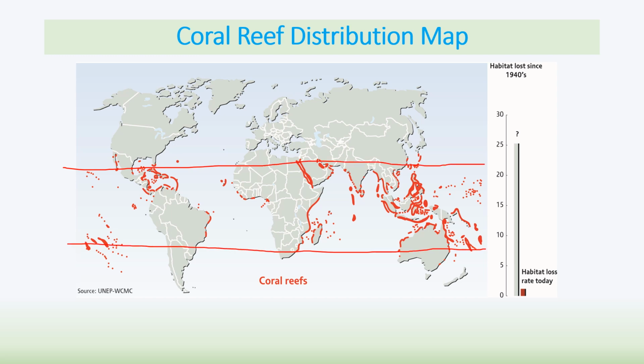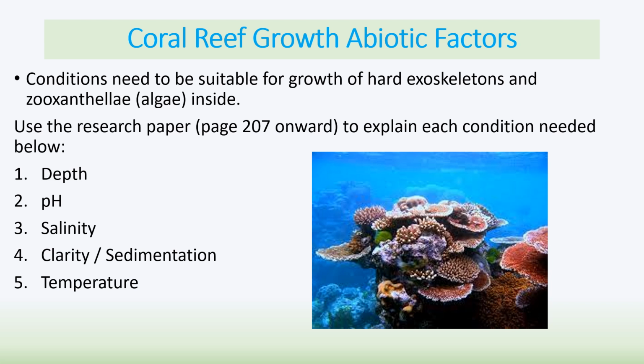Now, where that is on the Earth is basically in the tropics, so between the Tropic of Cancer and the Tropic of Capricorn. Now, the reason for that is because of their abiotic factors. The conditions need to be perfect for coral to grow, because coral is effectively an algae which has an exoskeleton on the outside, and the conditions need to be suitable for the production of that exoskeleton and for the success of the algae. And you are expected to be able to explain why each of these abiotic factors is important.